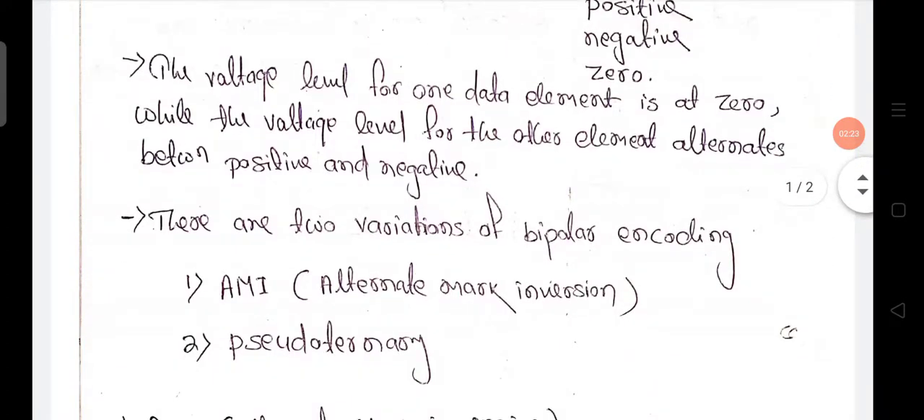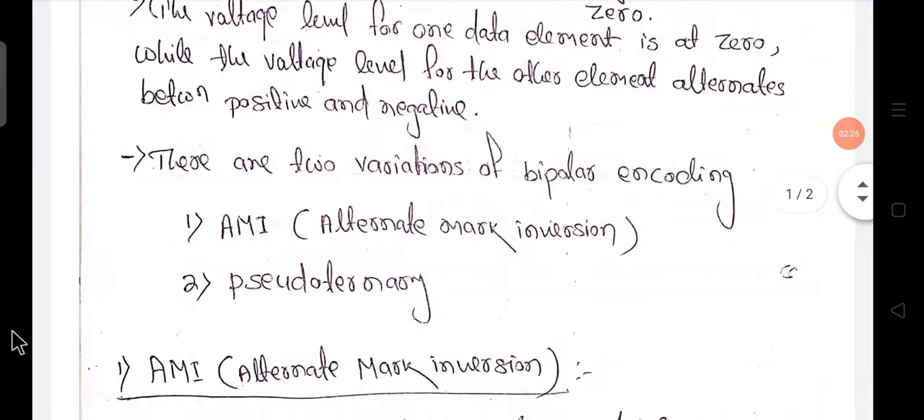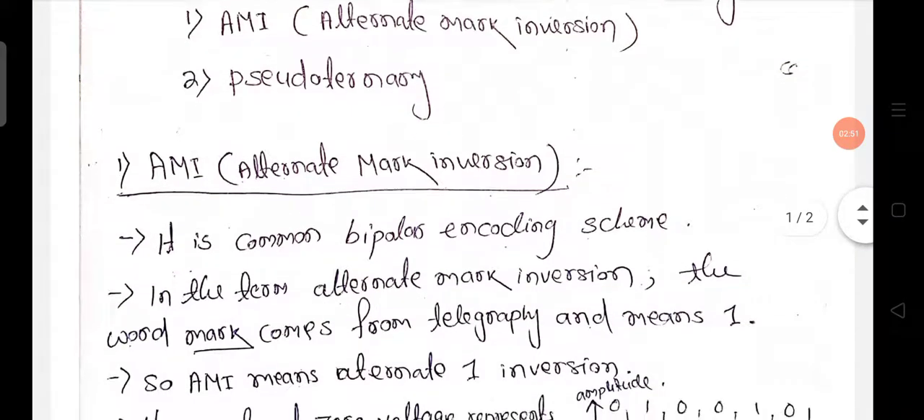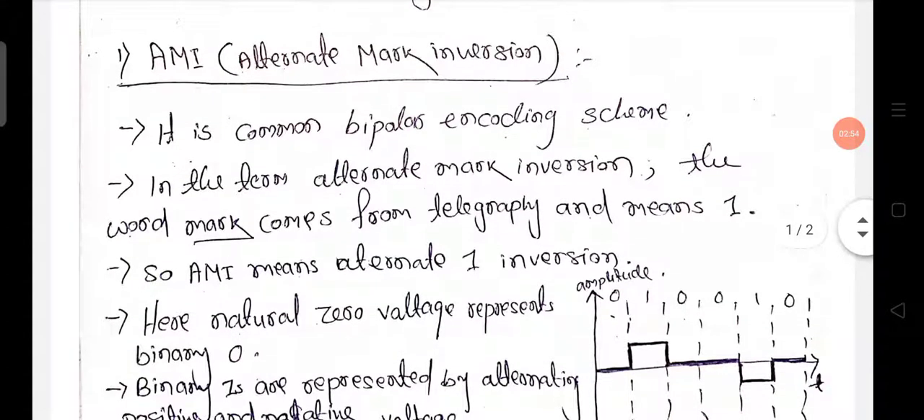There are two variants of bipolar encoding. One is AMI, alternate mark inversion, and the second one is Pseudoternary. Now let us discuss AMI, which is alternate mark inversion.